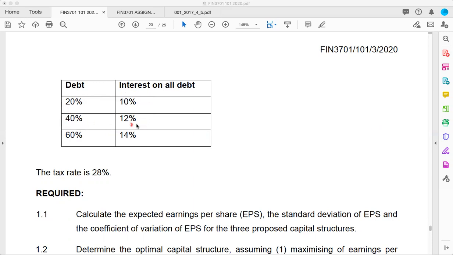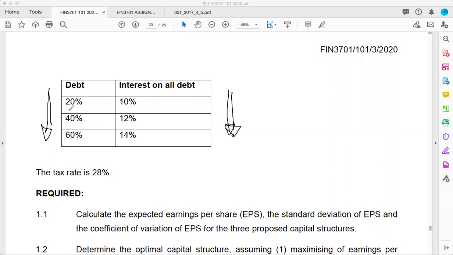40% debt in their capital structure, interest rate on debt will be 12%. 60% debt in their capital structure, interest rate on debt will be 14%. Something important to note is that the more debt you add, as you can see, the higher the debt ratio, the higher the interest on debt.